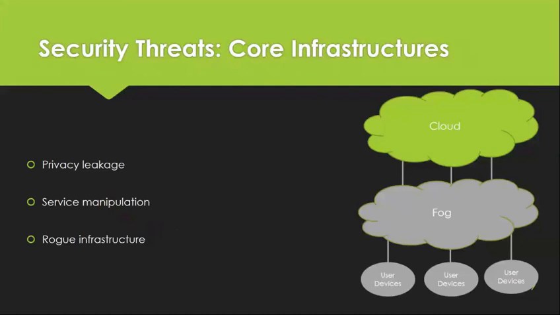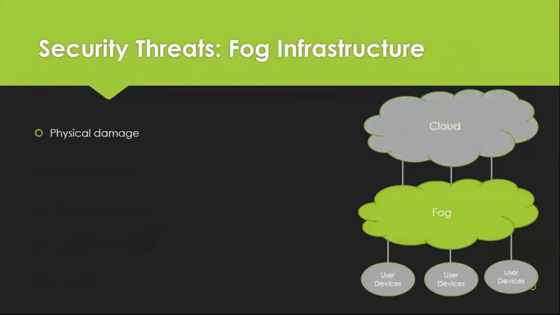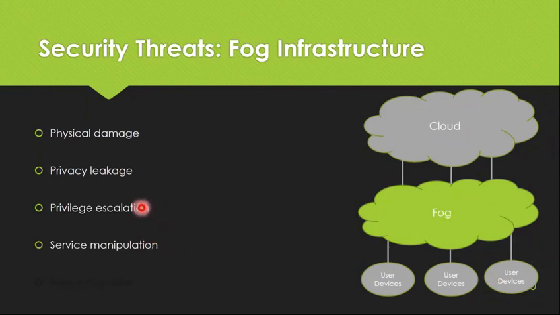Then rogue infrastructure is mostly impractical, but extremely dangerous if it happens. So it is, again, another point of study. Then with fog infrastructure physical damage, we are talking about devices which are physically installed in public, so they can be attacked from there. Then same thing with privacy leakage that we talked about in the cloud layer. Here, for example, some internal adversaries access the information flow that traverses the fog node. Then privilege escalation, which can happen by incorrect maintenance or misconfiguration, and service manipulation, again by doing privilege escalation, for example, selective denial of service.